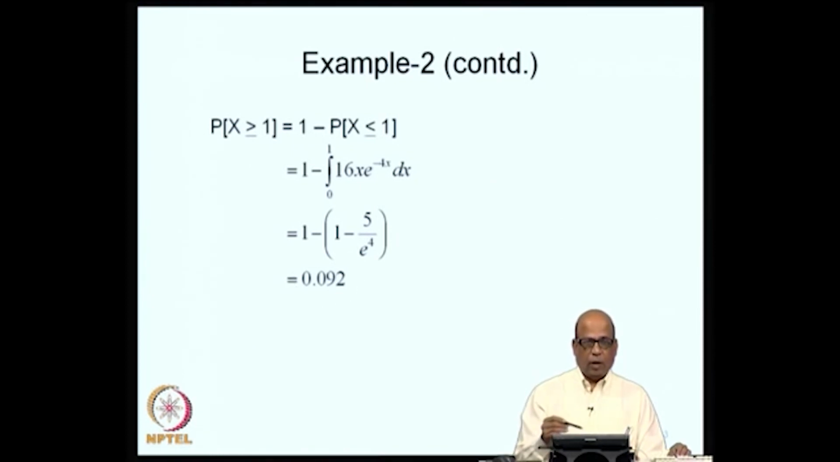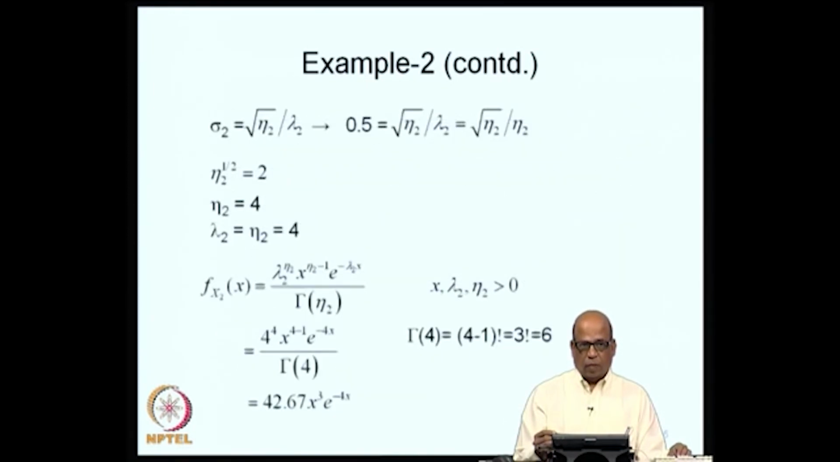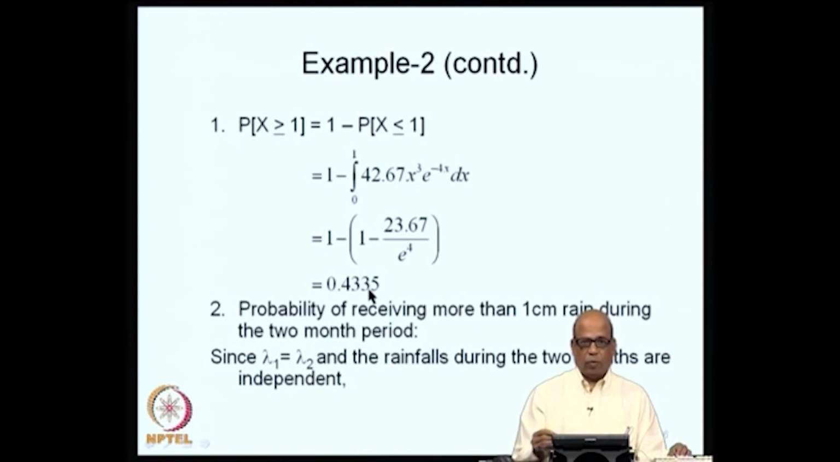That means there is a probability of 0.092 associated with the event that the rainfall in month 1 is greater than or equal to 1 centimeter. There is a probability of 0.4335 associated with the event that the rainfall during month 2 is greater than or equal to 1 centimeter. Now, we will look at the probability of receiving more than 1 centimeter rain during the 2 month period. That means x 1 plus x 2 together should be more than 1 centimeter.